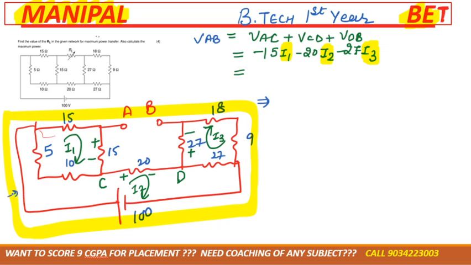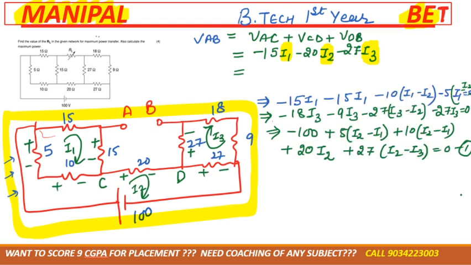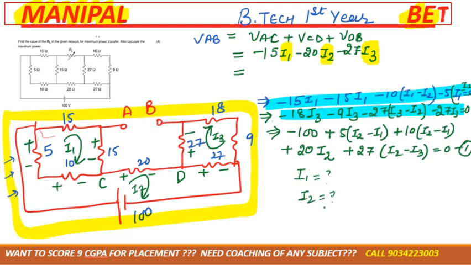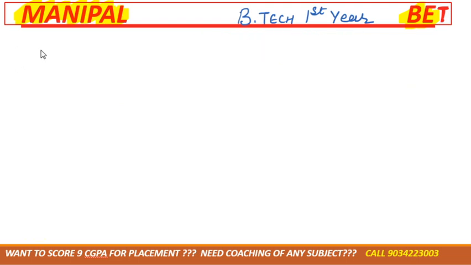Now can you tell me how many meshes are there in this particular circuit? Ma'am, we'll have 3 meshes. In this, he has actually taken the first sign. That's right, you can take first or second, that's okay. After solving I1, I2 and I3, you'll get the values, and you can substitute them here, then you'll get VTH, right? So complete this in your homework.